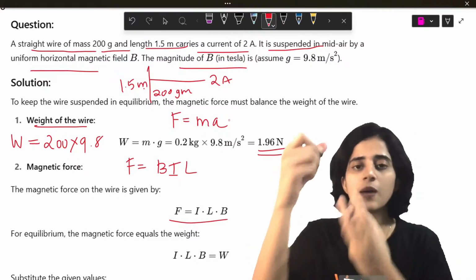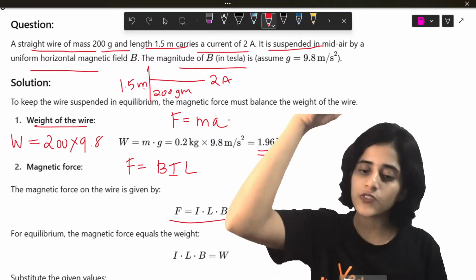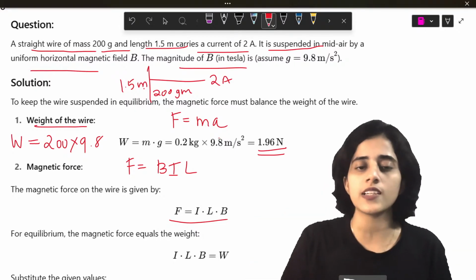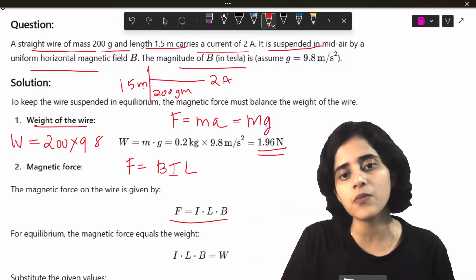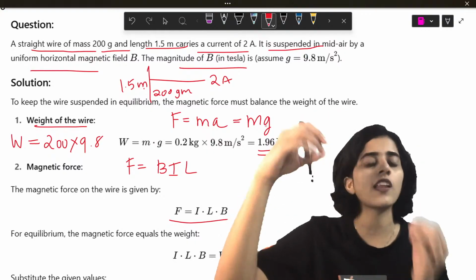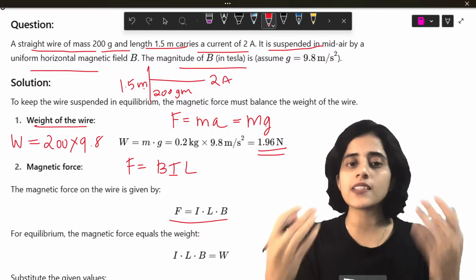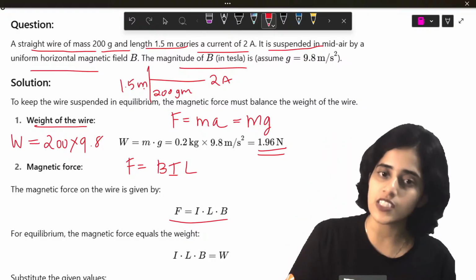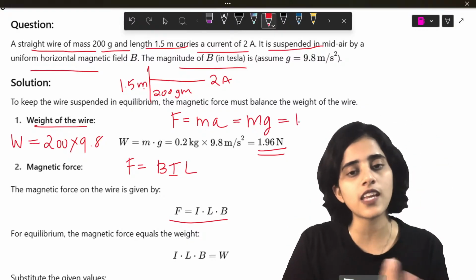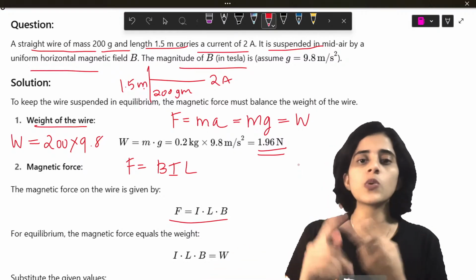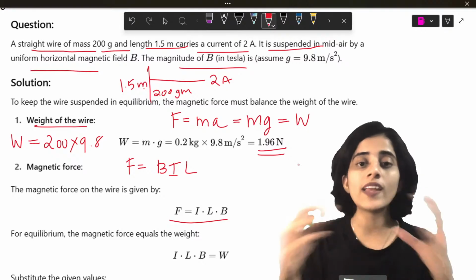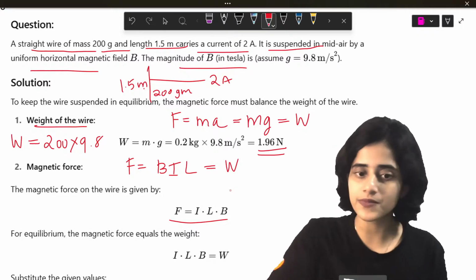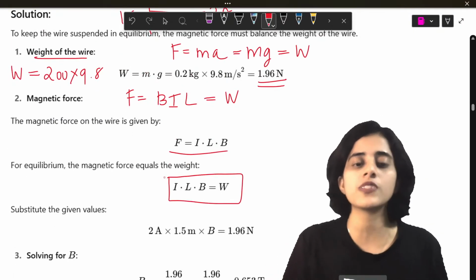Now, if something is freely falling, it is falling down only because of gravity, so it accelerates down because of gravity only. This equation can be modified as mg. When something is freely falling or freely suspended, F is equal to ma is the same as F is equal to mg, because the acceleration is the acceleration due to gravity. So you can see this is the same as weight. Force and weight are both the same, both mg. So now I can write this equal to weight, and the equation is W is equal to BIL.